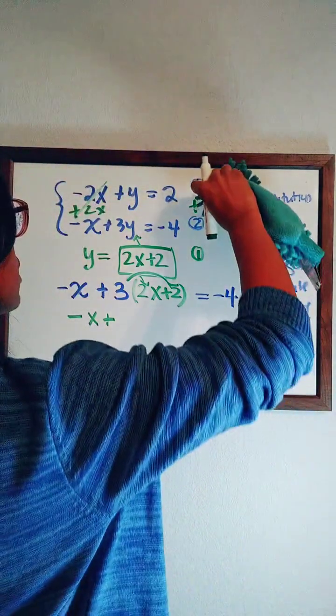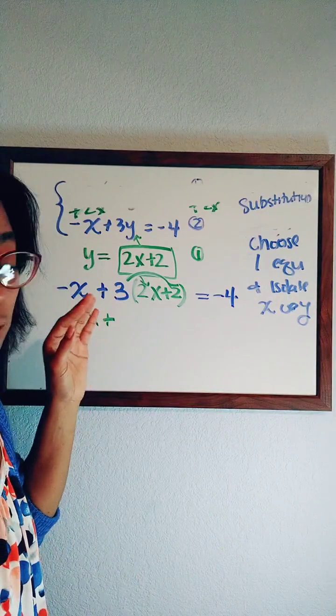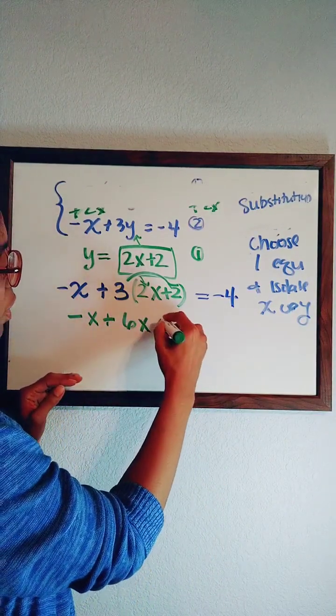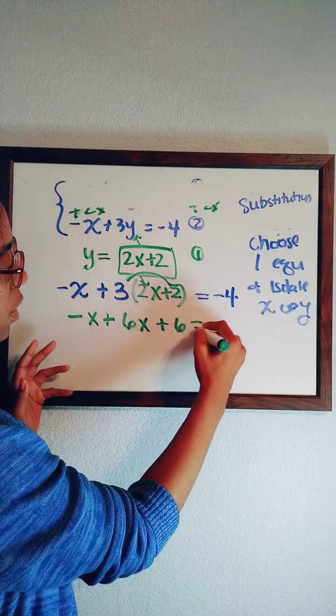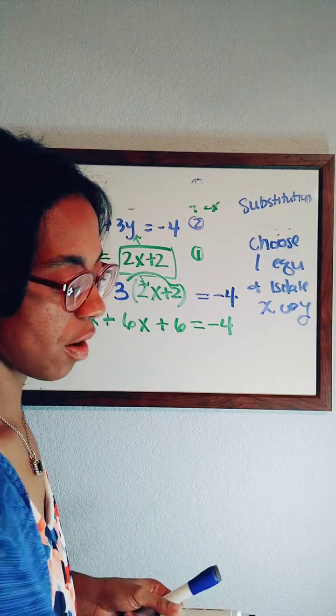I'm going to erase this top one just so I can stop putting my hand up here. But you can actually use that equation later. 6x, 3 times 2 is plus, of course, 6 is equal to negative 4. Now what do we need to do? Because all we're doing now is just solving for x.